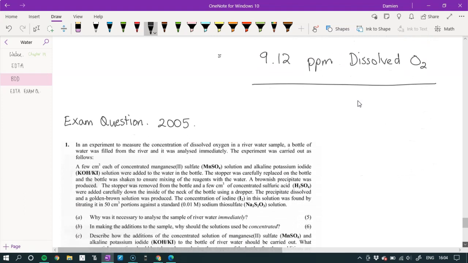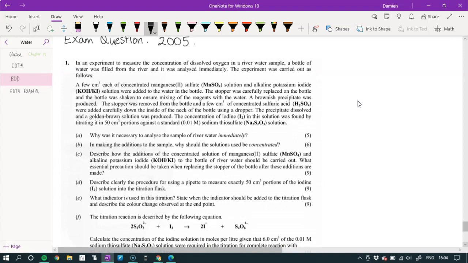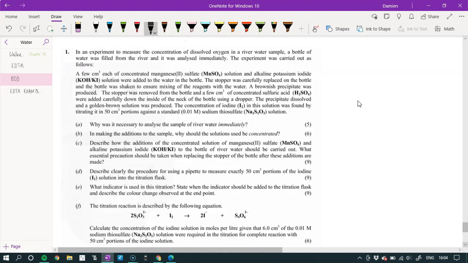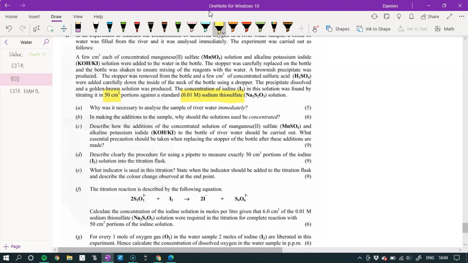Let's have a look at an exam question. This one is 2005. There's other ones, but we'll start with this one. So question 1: in an experiment to measure the concentration of dissolved oxygen in a river water sample, a bottle of water was filled from the river and it was analysed immediately. The experiment was carried out as follows. And then it goes through all the details, and you scan through this and see what it is you actually need. We have got a 50 cm cubed portion against a standard 0.01 thiosulfate, so you can see that. And it goes through the details of the experiment, which, again, you may not necessarily need.